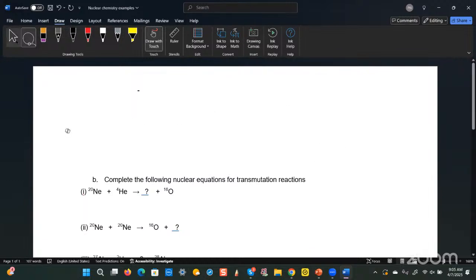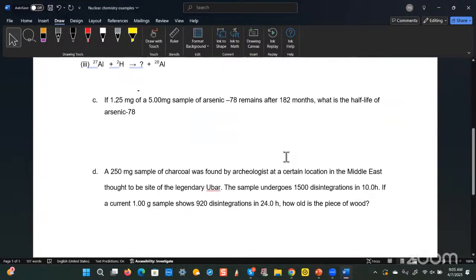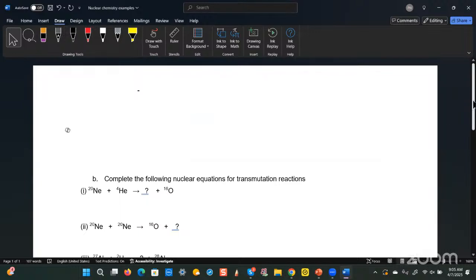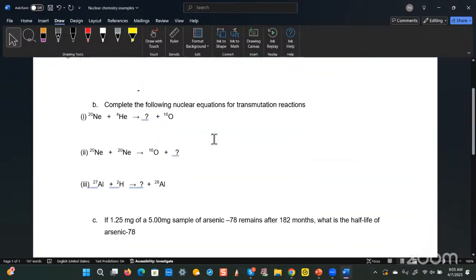Let me scroll down. Okay, so this question says, oh no, wait a minute. Let's just go through this one quickly. You should be able to solve this one. Basically, it says complete the nuclear equations for transmutation reaction. Now you'll notice that in this question, they did not give the atomic numbers, so you have to look them up in the periodic table. If I'm not mistaken, neon has an atomic number of 20. And the alpha particle atomic number is 2, I'm sorry, not 4, 2. And oxygen has an atomic number of 8, right?